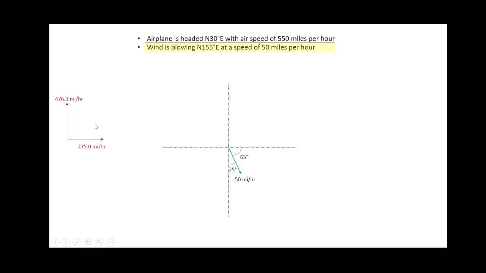So just as we did before, we take the magnitude of the wind and multiply it times the cosine of the angle between the direction of the wind and the direction that we're interested in. So that gives us wind speed in the negative y direction of 50 times the cosine of 25 degrees, or 45.3 miles per hour. And it gives us wind speed of 50 times the cosine of 65 degrees in the positive x direction, or 21.1 miles per hour.